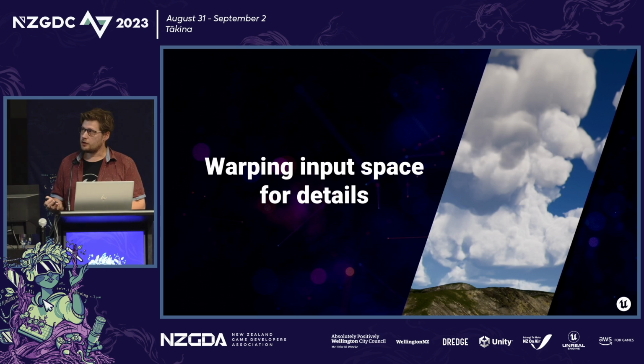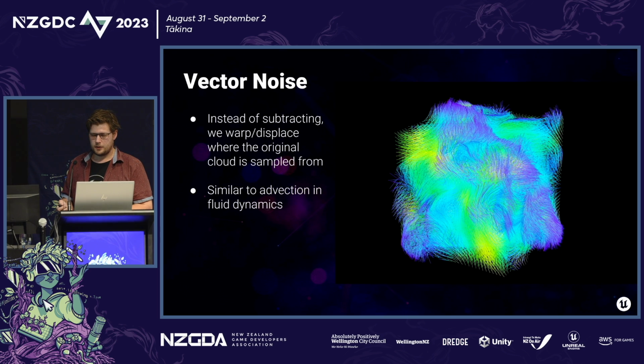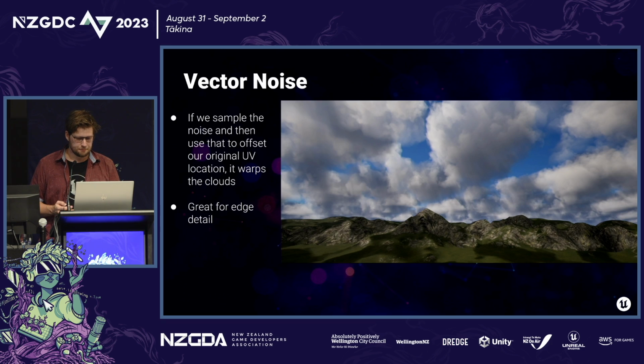So erosion isn't the only thing we can do. We can actually warp the input space using vector noise. Instead of eroding the noise after you've sampled it, you sample this 3D texture, which distorts your world position before you even sample your main clouds. This borrows ideas from fluid mechanics, where you advect fluid through a field. And that gets you nice wispy details like this, where instead of cutting holes, you're pushing and pulling, and you get nice curly wisps.